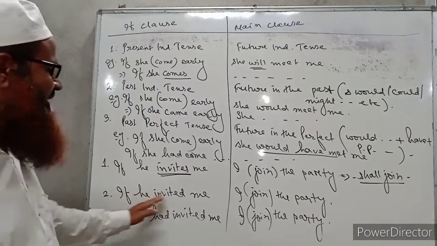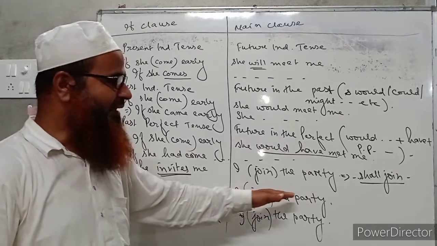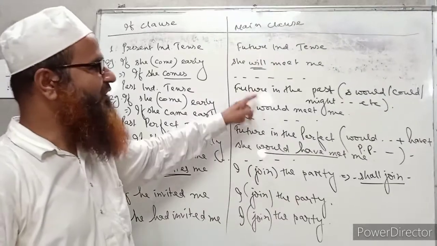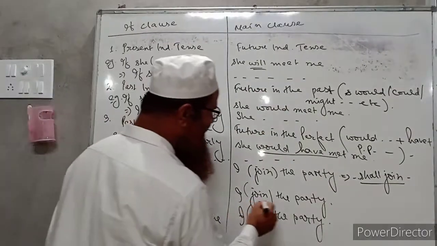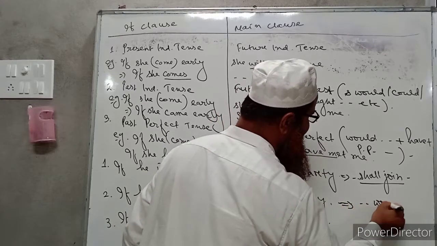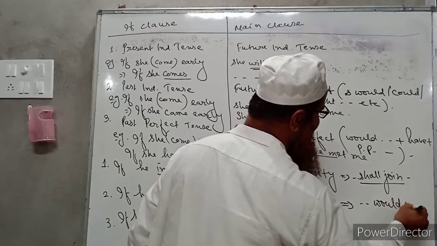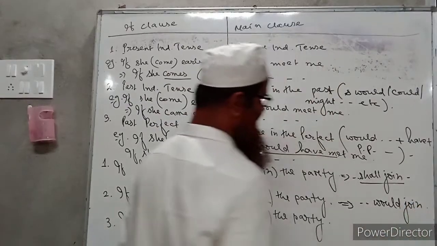Again you see, if he invited me, it is in the past tense. So here the main clause must be in the future in the past, according to the second rule. So it would be I would join. So would comes, and after would we use the verb join.